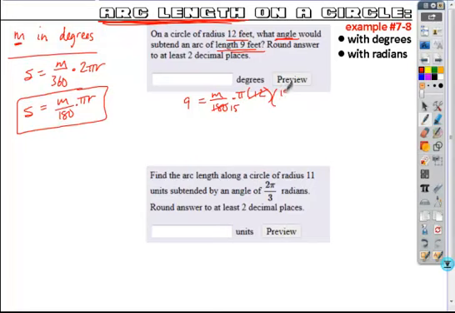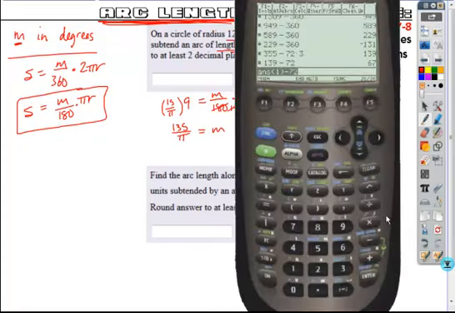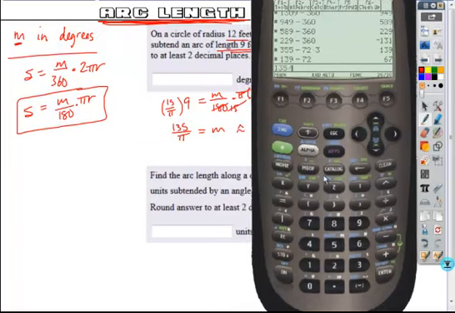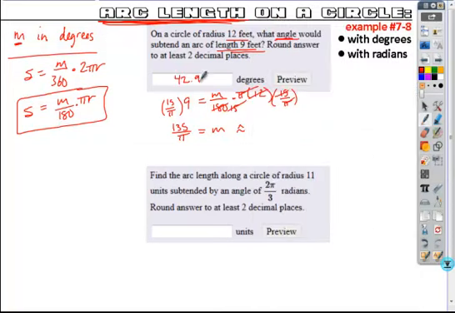We multiply both sides by 15 over pi to get m completely alone. Those cancel, and you get 9 times 15, which is 135 over pi. And if you want the approximate answer for this, 135 divided by pi in decimal form is approximately 42.97 degrees.